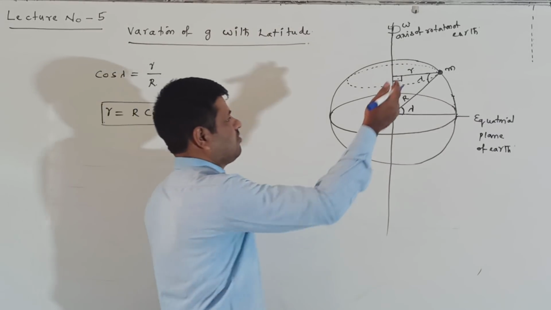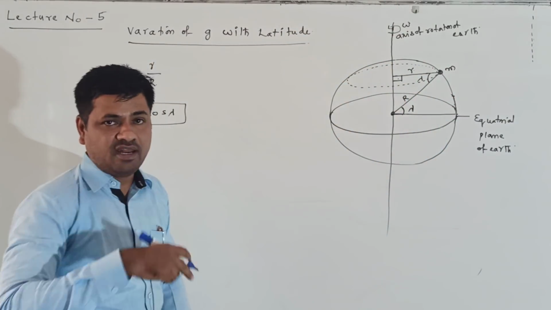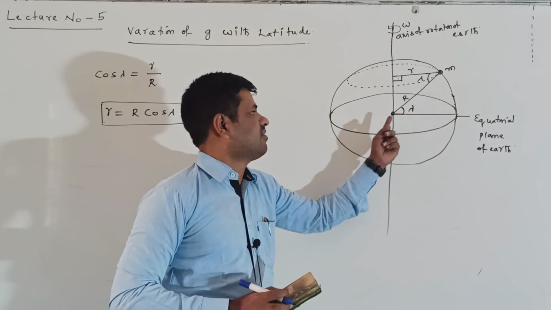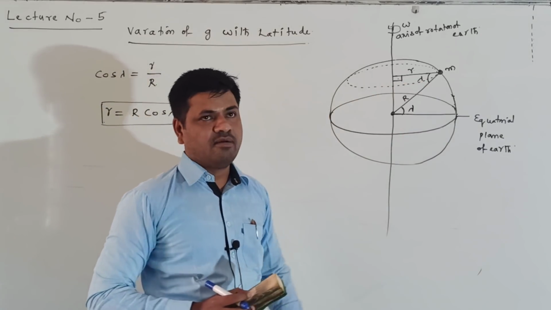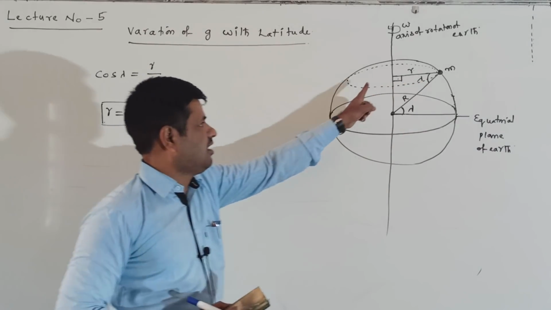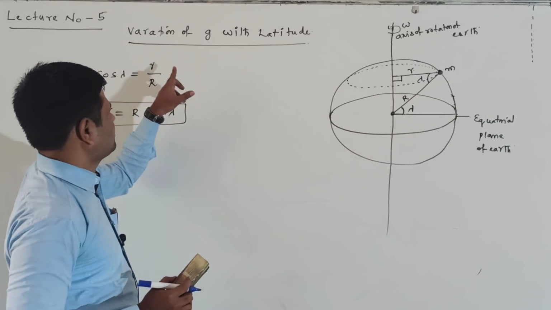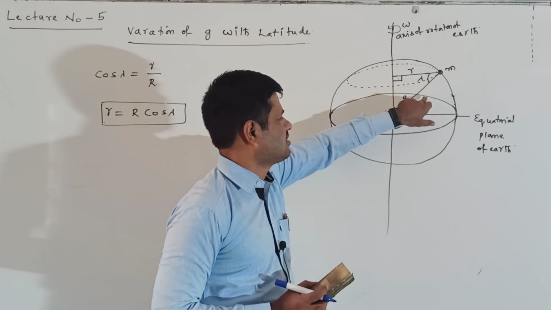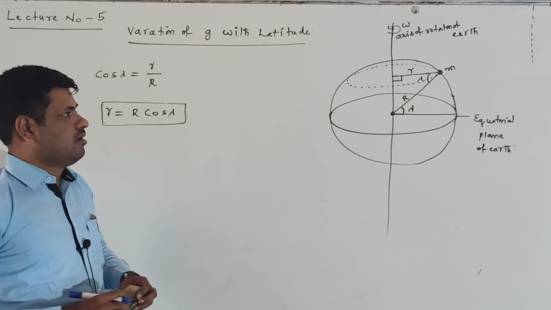When the earth is rotating, this mass also rotates about the axis of rotation in the form of a circle. That circle has radius small r. Here capital R is the radius of the earth. The angle is lambda here also. In this triangle, cos lambda equals adjacent side by hypotenuse, r by R, so small r is equal to R cos lambda.